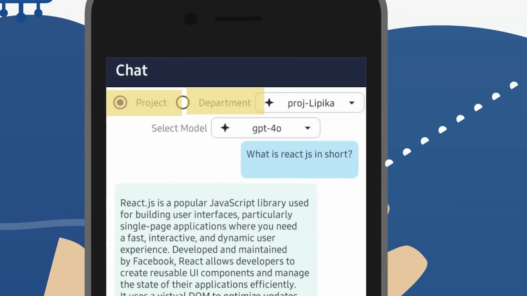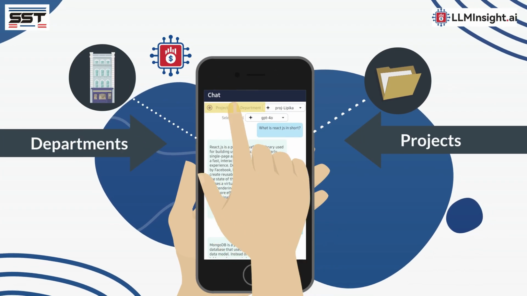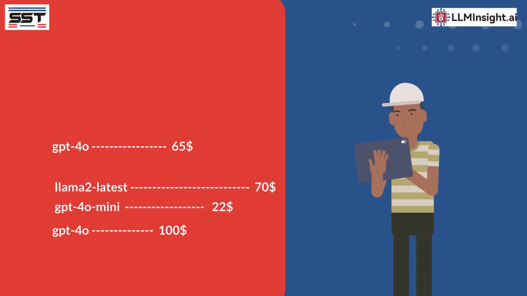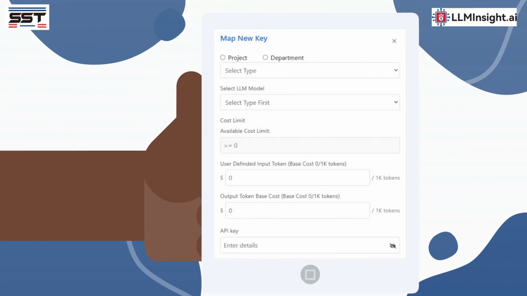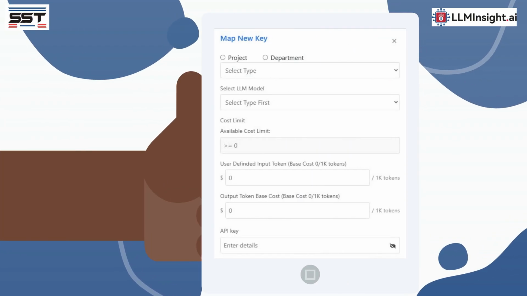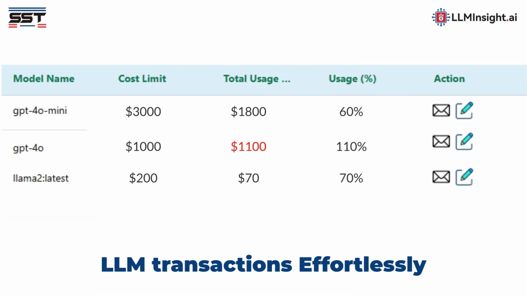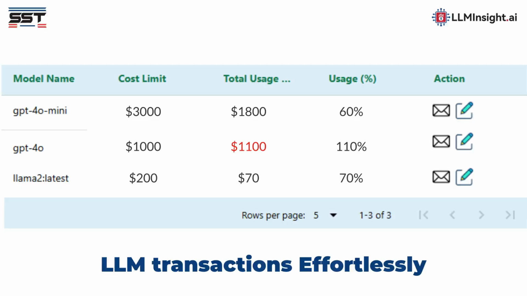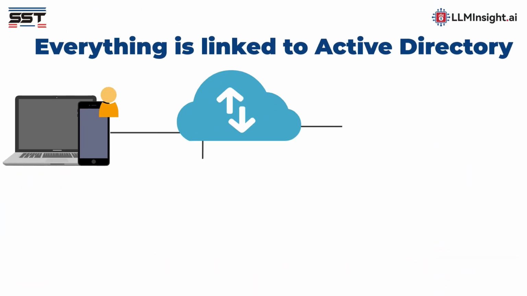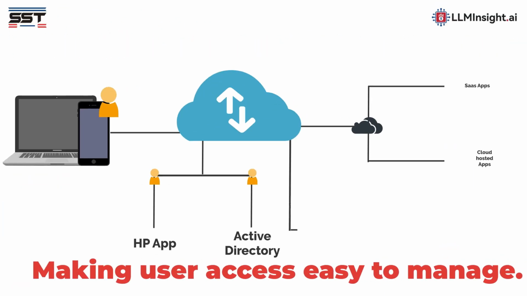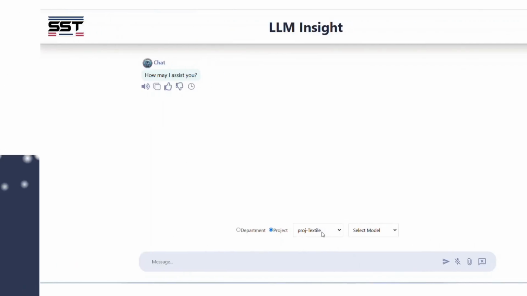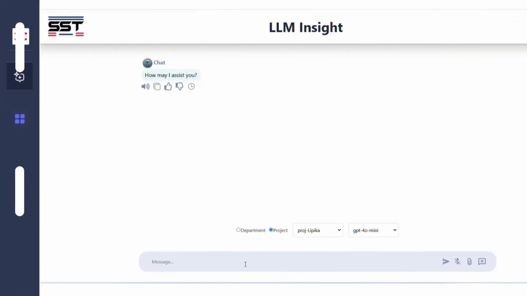Manage and assign LLMs to projects and departments. Set usage limits and track budgets in real time. Allocate custom charges for precise cost billing and monitor and log LLM transactions effortlessly. Everything is linked to Active Directory, making user access easy to manage. Access all LLMs through one chat interface.